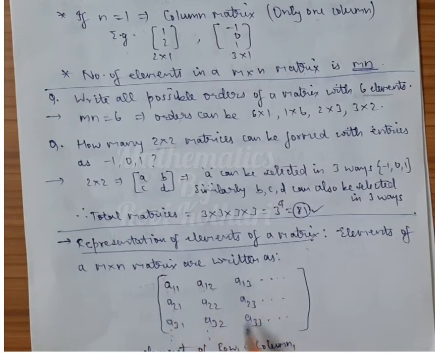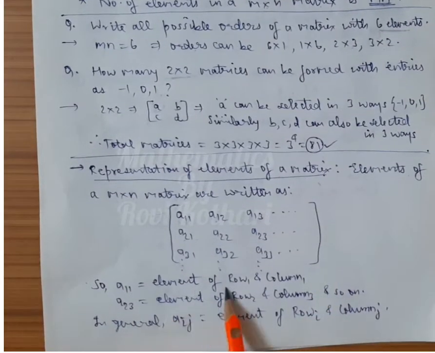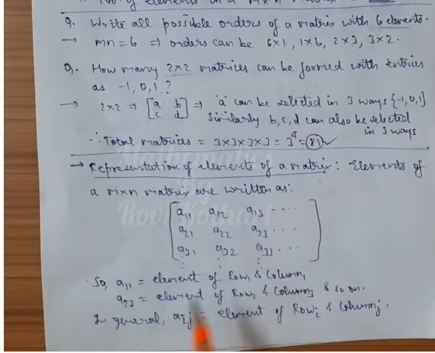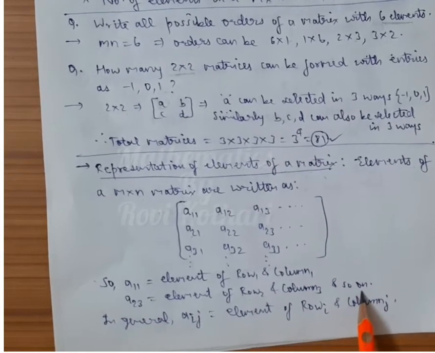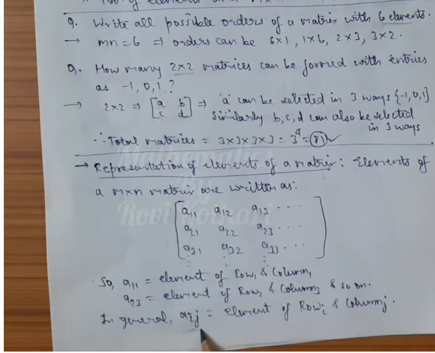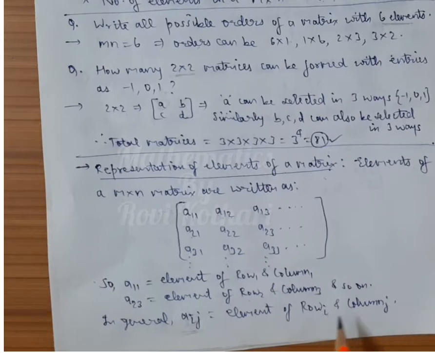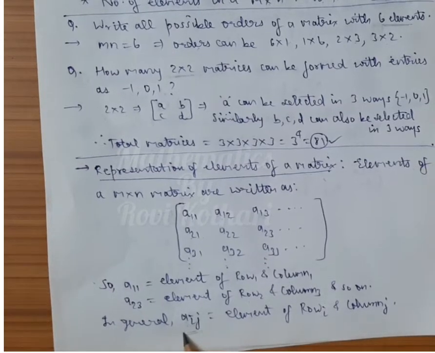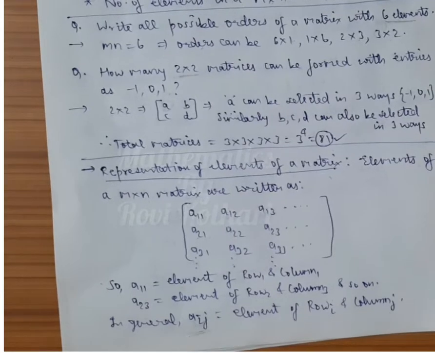So this is how you write the elements of a matrix. That is what we have written here, that A11 is the element of row 1 and column 1. A23 is the element of row 2 and column 3 and so on. So in general, if you say that I have an element which is Aij, then what does this i mean? It means the row number. And what does this j mean? It means the column number. So if I have to write the element in the ith row and jth column, the element will be Aij. That is how you represent elements of a matrix.